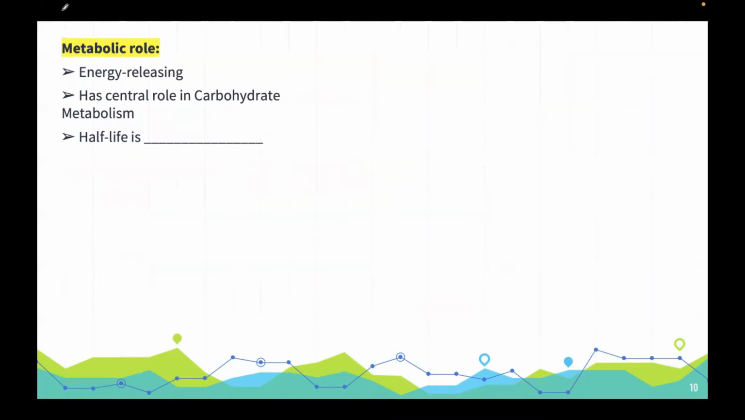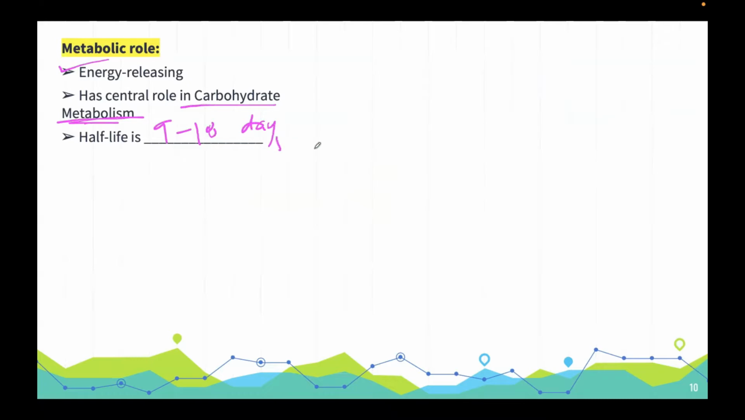So the metabolic role of vitamin B1 is mainly energy releasing. It has a central role in carbohydrate metabolism. As you have noticed, we have been giving emphasis to vitamin B1 in our discussion of carbohydrate metabolism. So never forget that vitamin B1 goes along with carbohydrate. Next, the half-life of vitamin B1 is 9 to 18 days.